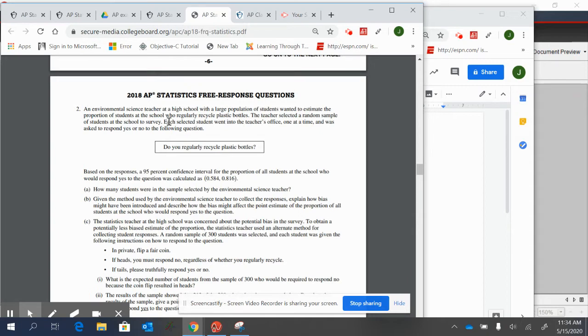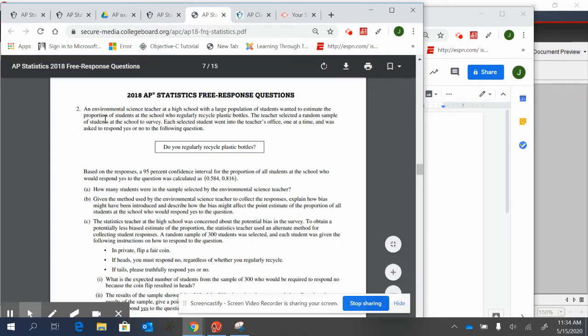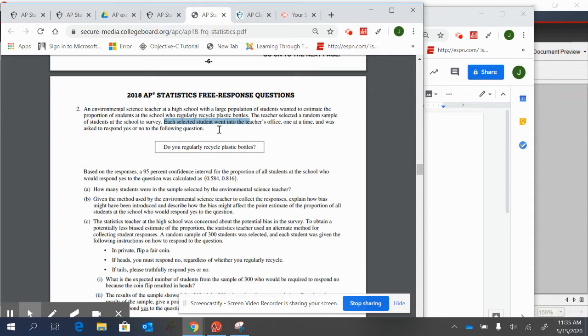All right. So you go through and you read this, and some of it, if you're estimating the proportion of students who regularly recycle plastic bottles, that to me looks like a confidence interval. But part of it is Chapter 3 data collection, because each student went to the teacher's office one at a time and was asked to respond yes or no to the following question. Okay, so part of this, teachers selected a random sample of students at the school to survey. So there's some things going on. Most of these questions are going to be a combination of topics.